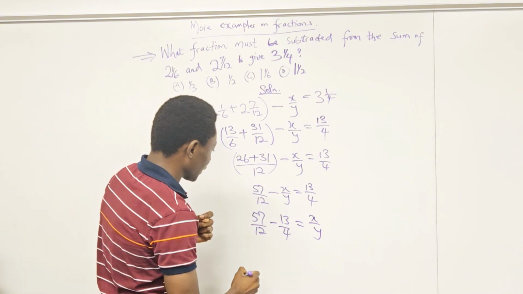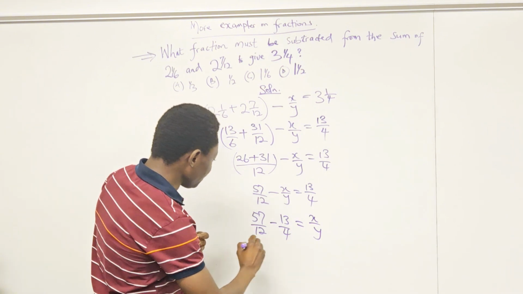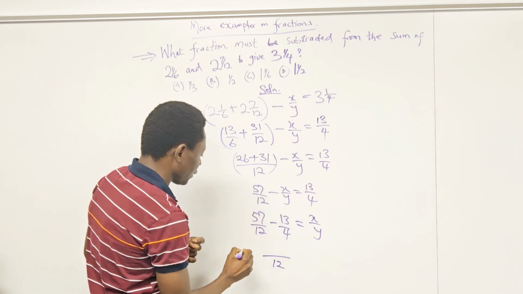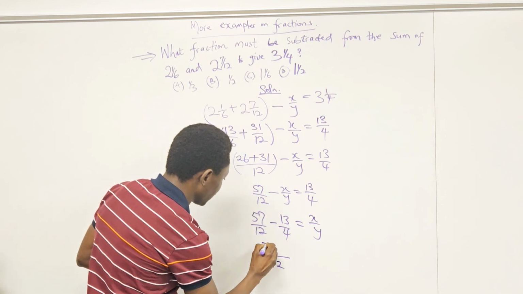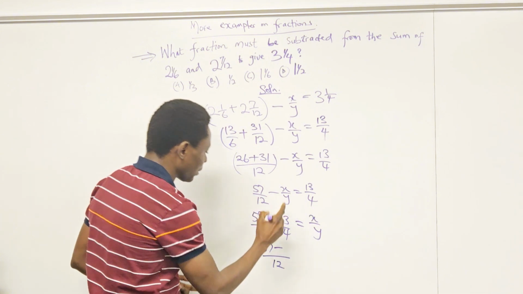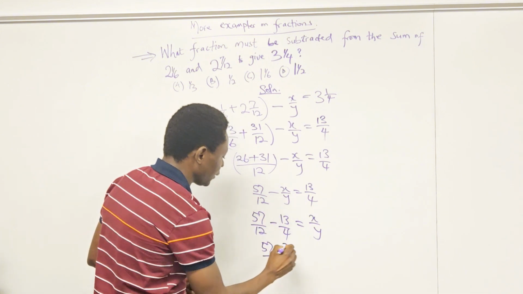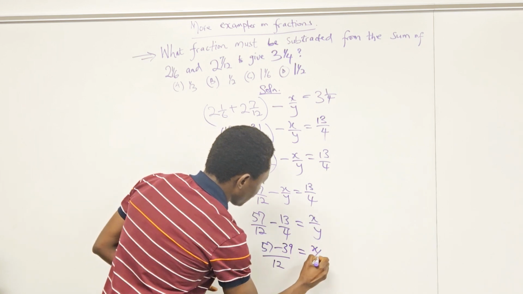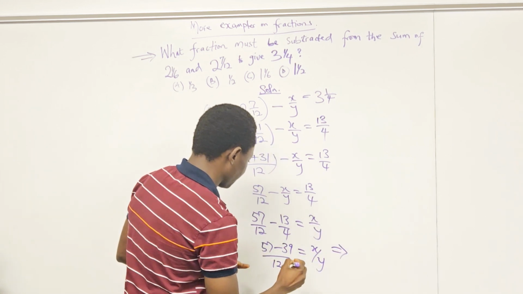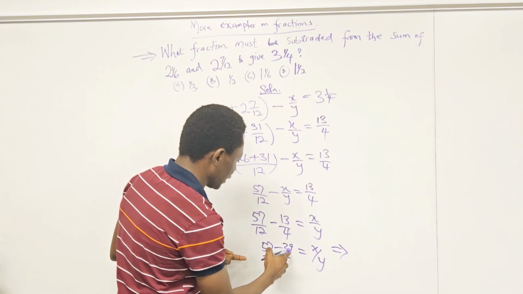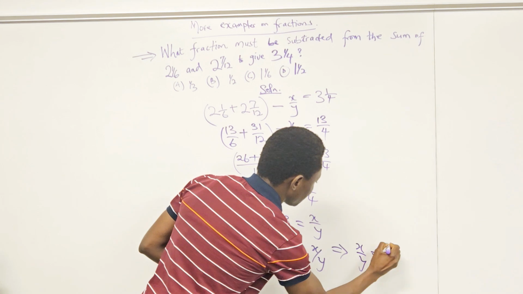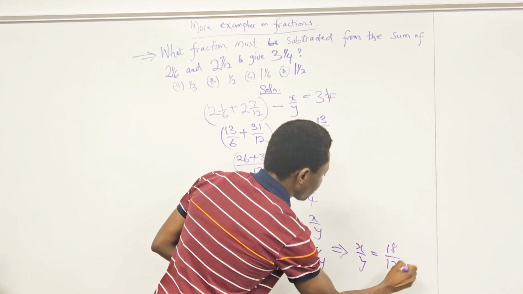Right? Now, let's perform this subtraction. This gives us 12 divided by 12, 1 times 57 is 57, minus 12 divided by 4 is 3 times 13 gives us 39, equal to x over y. This implies that 57 minus 39 gives us 18. So x over y is equal to 18 over 12.